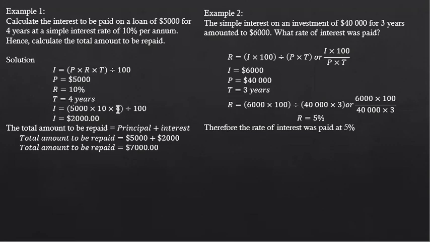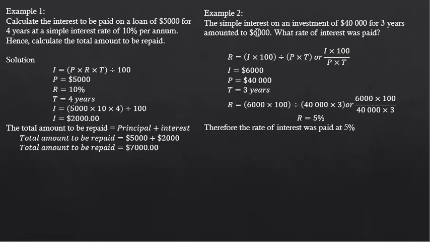So our interest will be 5,000 multiplied by 10 multiplied by 4 divided by 100, because that's how we calculate interest. So our interest in dollars would be 2,000. So 10% of 5,000 is 2,000. Now we want to know the total amount to be repaid. The total amount to be repaid will be the principal plus interest. So that will be 5,000 plus 2,000. So the person has to repay $7,000.